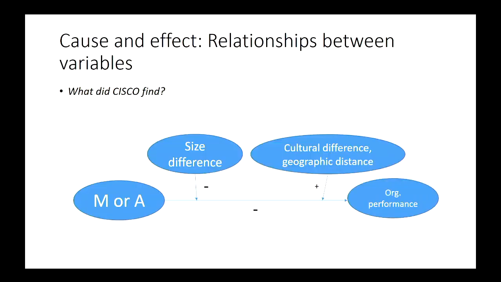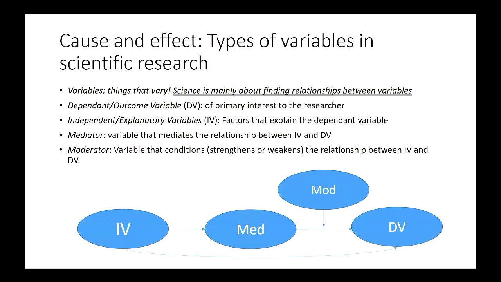Right? So in this case, the relationship between mergers and acquisitions and organizational performance is a negative one. Size difference weakens that negative relationship. Cultural difference and geographic distance strengthen that negative relationship. That's why they're called moderating variables. So these moderating variables moderate the relationship between an independent variable and a dependent variable.